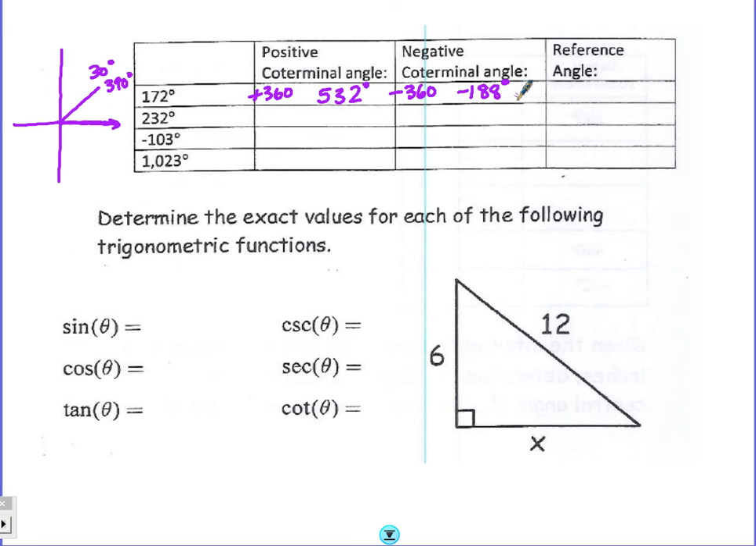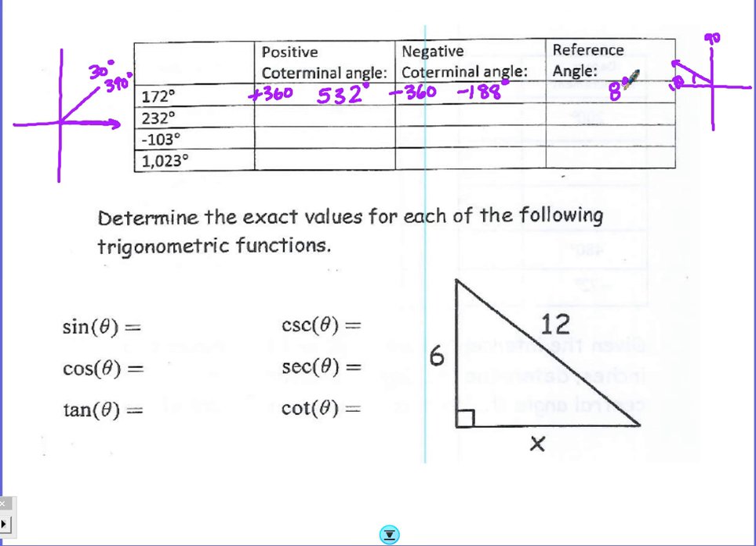Alright, and then the reference angle. So I want to think about where 172 is, and I really strongly encourage you to draw the angle. Think about 172. Alright, here's 90, here's 180. Alright, so 180 is too big, so 172 is here somewhere, and how much more do I need to get to 180? Well, I need 8 more.